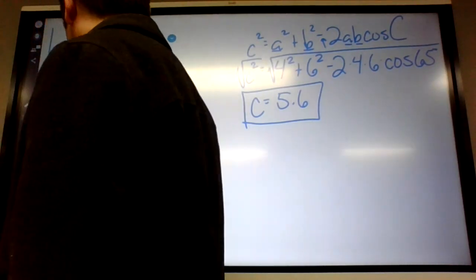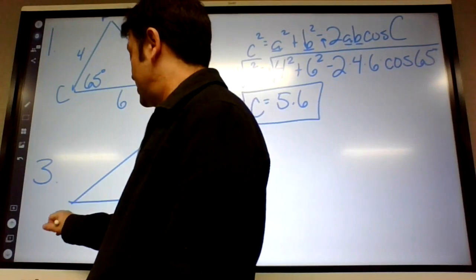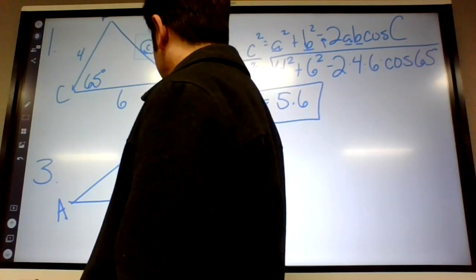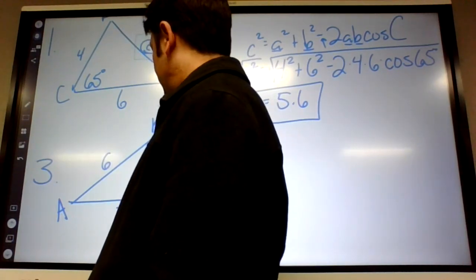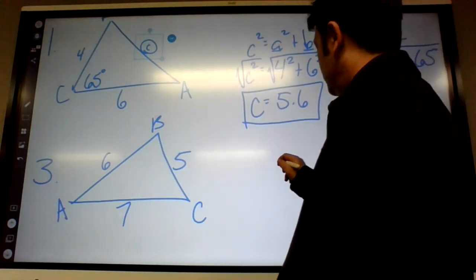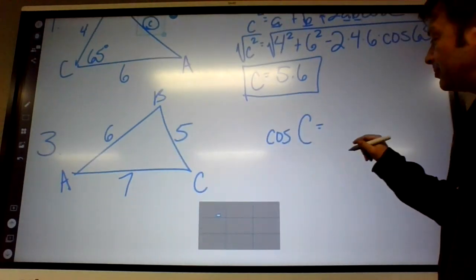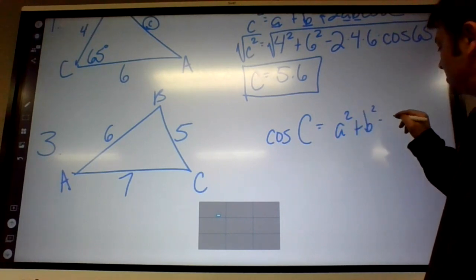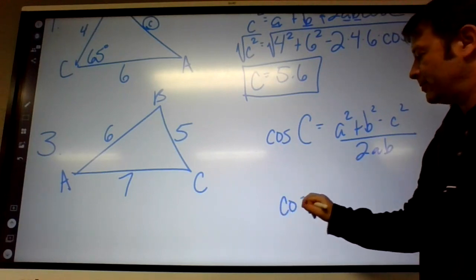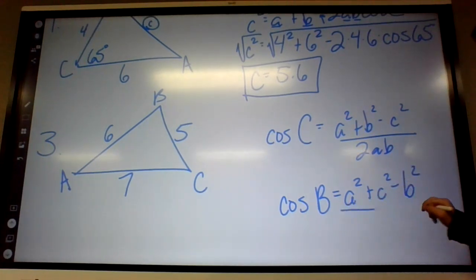Okay, number 3 is a side, side, side situation because we know all 3 sides. So that means we're looking for an angle. And the angle we're looking for, the problem tells us, is angle B. The original formula I wrote down, I think I did write down the angle B version of the formula. So the angle B formula looks like this.